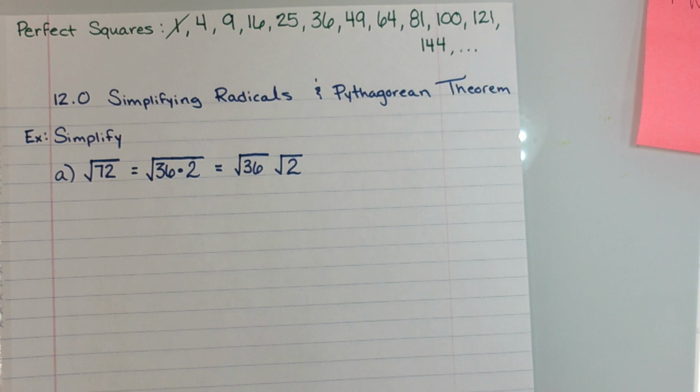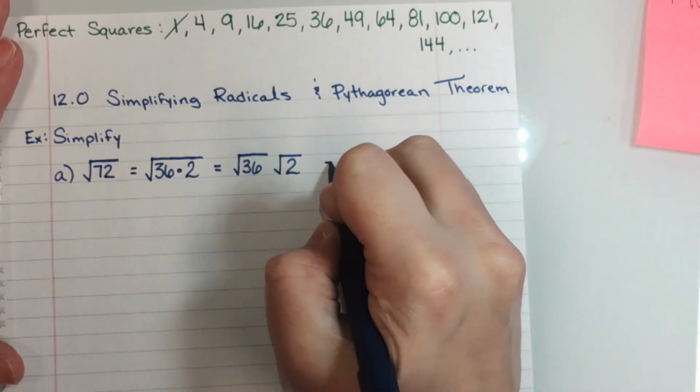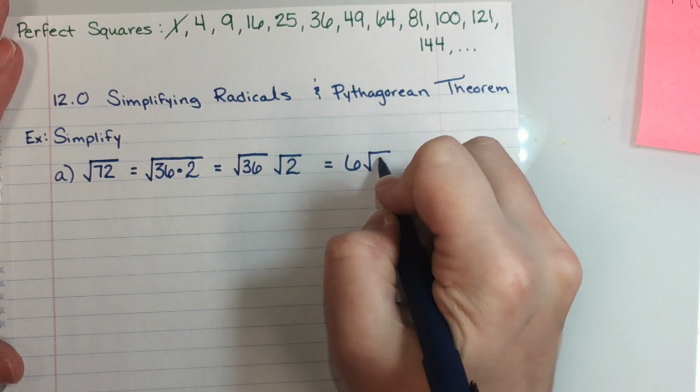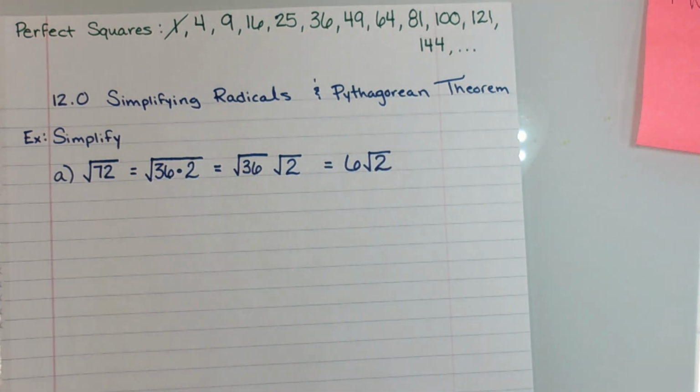Simplify the one that's the perfect square. 36 was the perfect square, and the square root of 36 is 6. We get 6 square root of 2.